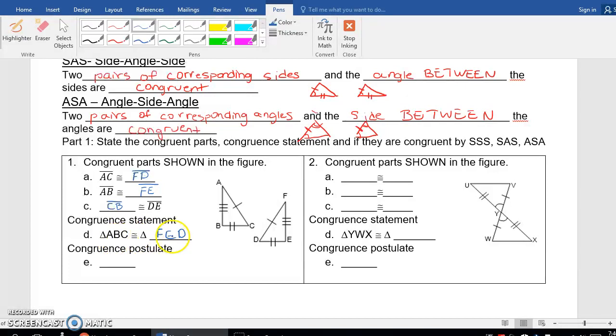So triangle ABC is congruent to triangle FED. And how do we know this? Well, we're given a side, and another side. So our postulate that we're using is SSS, or side, side, side, that first one we went over. So right now, why don't you go ahead and pause the video, and you can work out number 2 on your own.